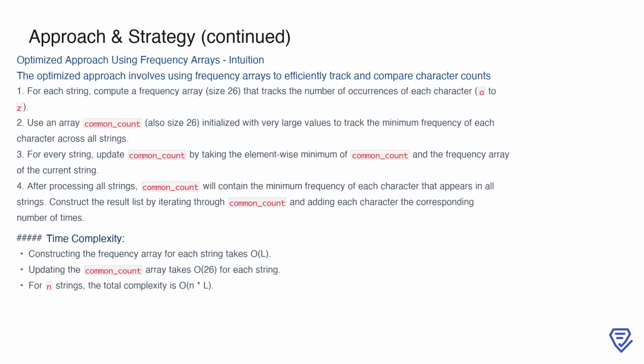This ensures that at the end of the process, common_count holds the lowest frequency of each character that is common to all strings. Finally, we construct the result by iterating through common_count and including each character the number of times specified by its frequency. This approach eliminates redundant comparisons and processes each string efficiently. The overall time complexity here is O(n*L), which is optimal for this problem.